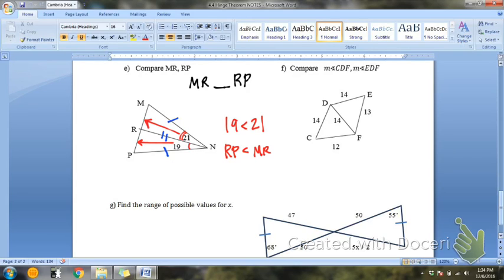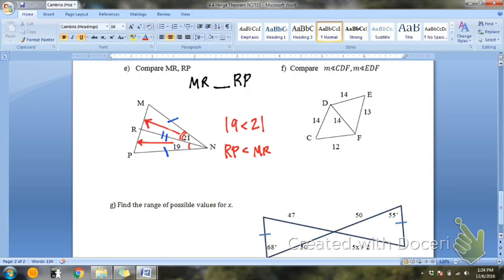So we know that RP is smaller than MR. They didn't ask me to find out how much they were. They just asked me to compare them, which one's bigger. And even though I don't know which one's bigger number-wise, I do know that RP is smaller because it's across from the smaller angle.